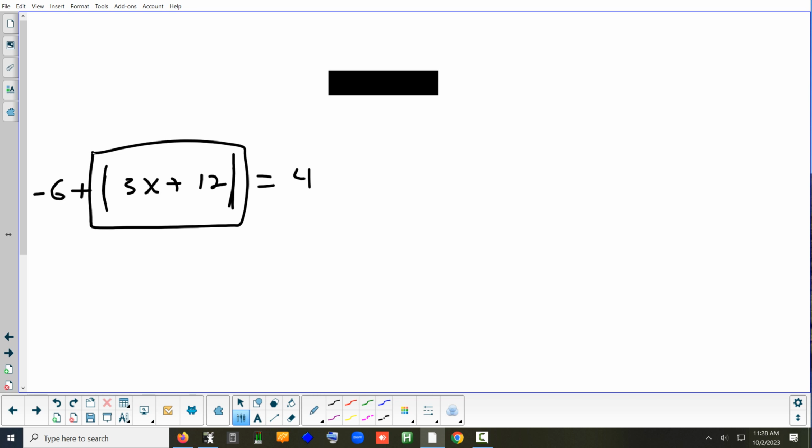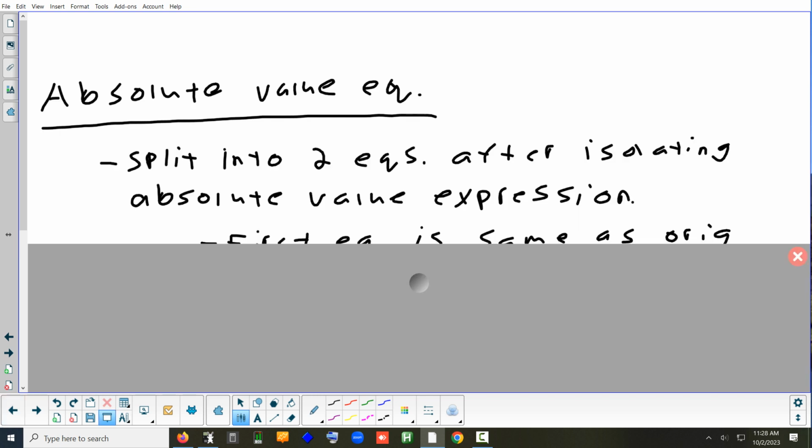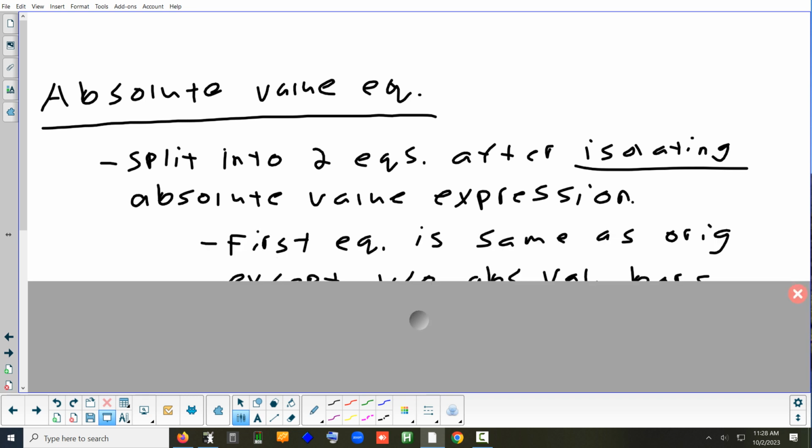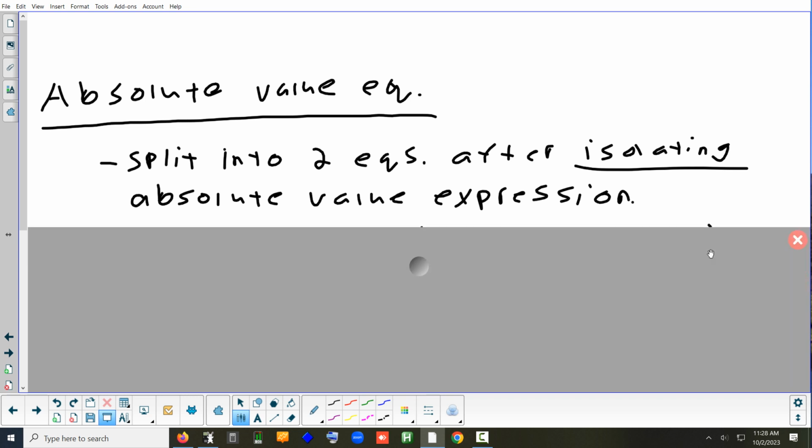We're going to do one simple. But that first step, I refer to that as isolating the absolute value. So that's your very first thing you have to do: isolate the absolute value so it's by itself. And then we're going to split it into two problems.